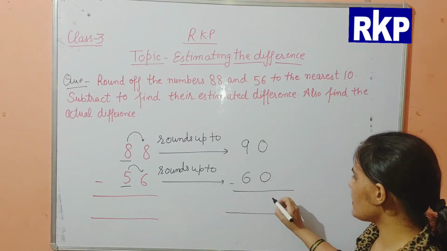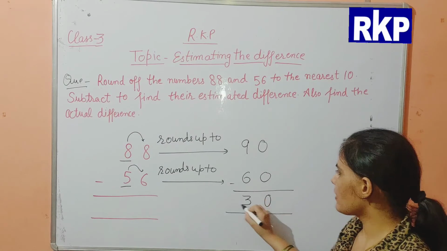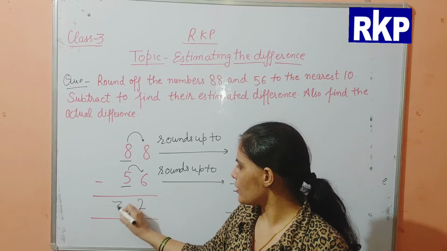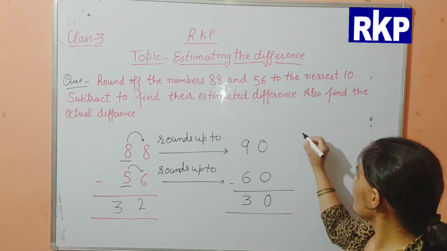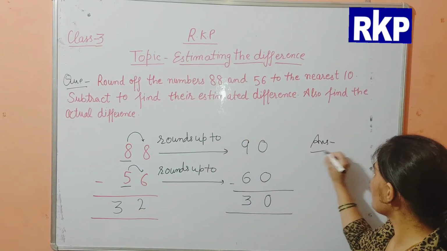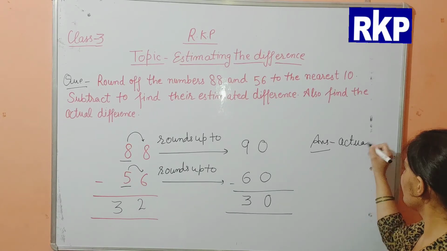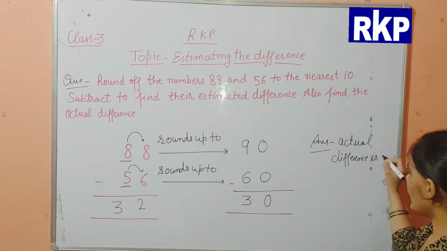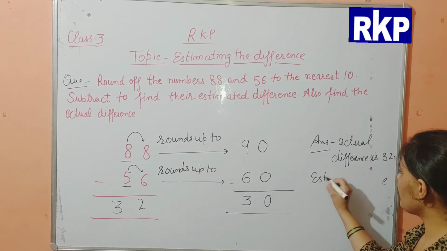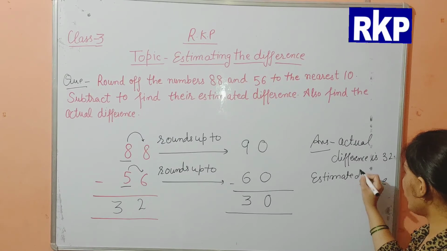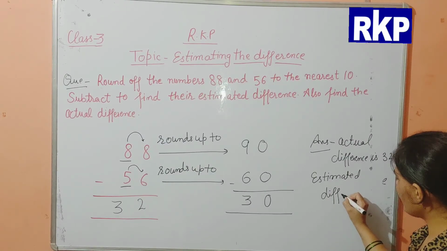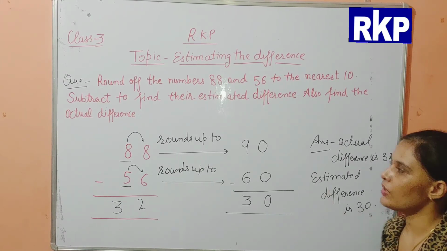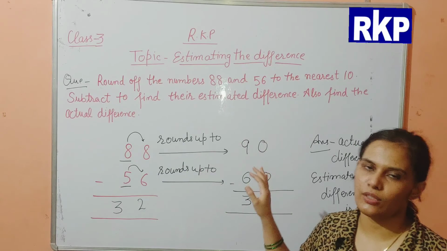So subtract 0 minus 0, 0, 9 minus 6, 3. And subtract here 8 minus 6, 2 and 8 minus 5 is equal to 3. So you can write your answer like this. Actual difference is 32 and estimated difference is 30. Okay, so in this way you can do this type of statement question also.